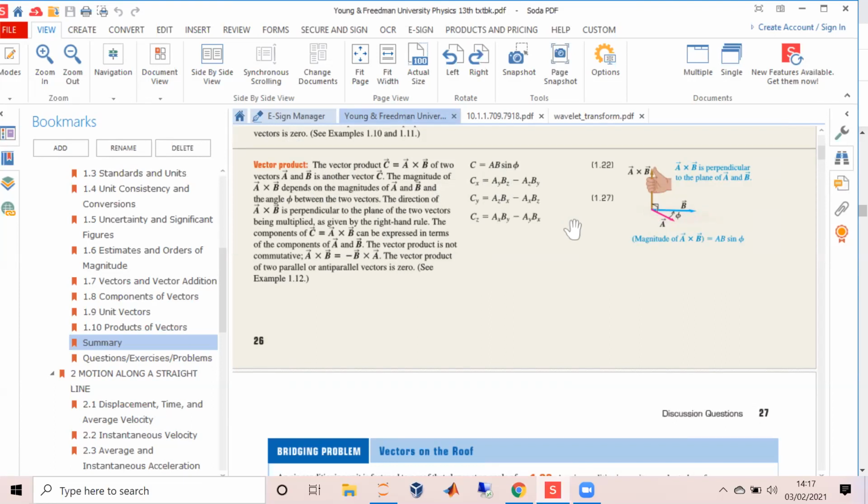Can you be more clear? What don't you understand, please? The right hand rule or vector products? Okay, the right hand rule.